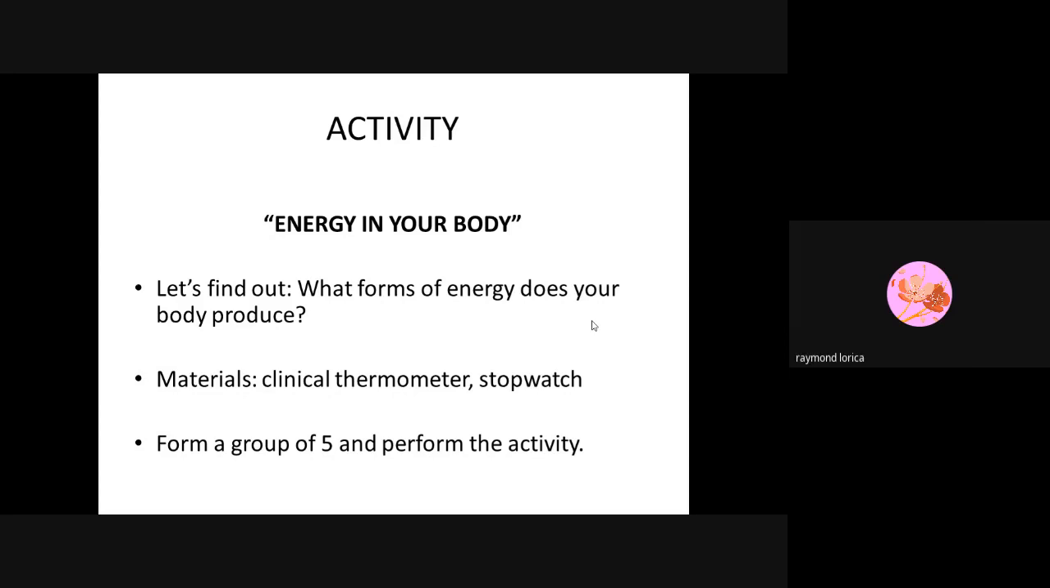Yes po, ma'am. Alright, the title of the activity is energy in your body. So we are going to find out what are the forms of energy that is inside our human body. Okay, so what is to find out? What forms of energy does your body produce? And what are the materials? We have a clinical thermometer and a stopwatch. And you are going to form a group of five and perform this activity. Okay? Is that clear, class? Clear.